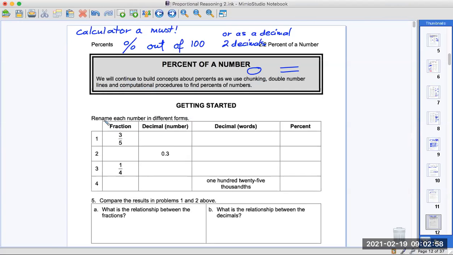All right, getting started. Rename each number in different forms. Well, we have fraction, we have the same in decimal, and then as a percent. So we're changing from fraction to a decimal, and then to a percent. To get a decimal, you divide. You're dividing 3 divided by 5, not the other way around, not 5 divided by 3. It's top to bottom. That's how you divide. And use your calculator. 3 divided by 5 is 0.6. See if you can get that.